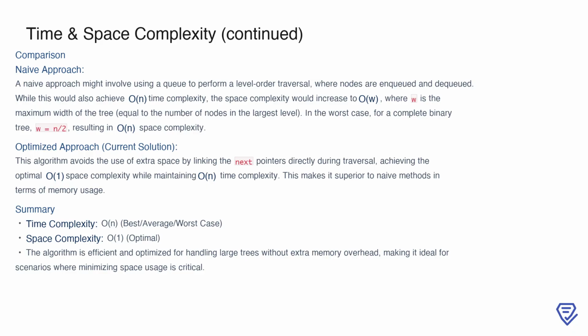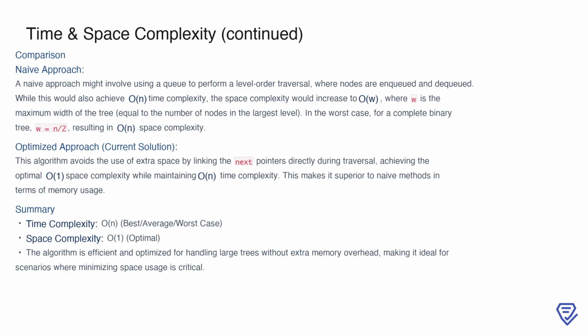A naive method might involve using a queue to perform a level order traversal. While this would result in the same O(n) time complexity, the space complexity would increase significantly. Specifically, the space usage would depend on the maximum width of the tree, denoted as W. In the worst case, for a complete binary tree, this could reach n/2, leading to an O(n) space complexity.